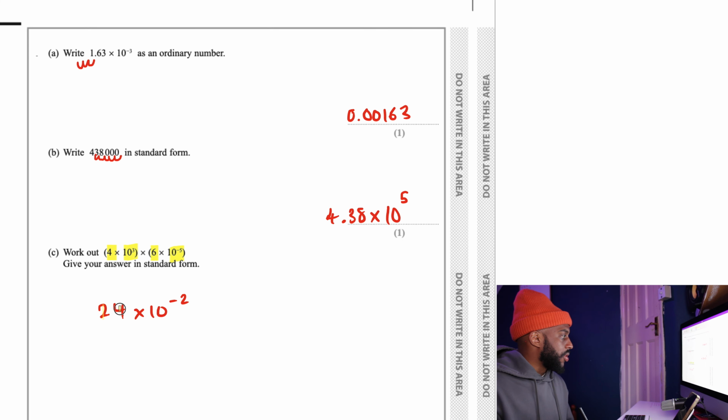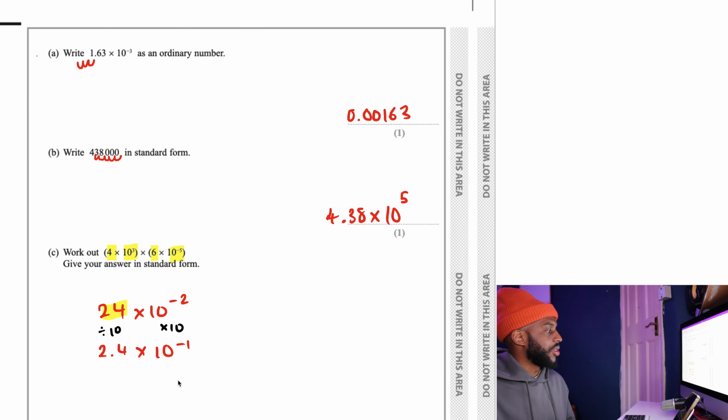If you look here, we've got a 24. So that means it's not quite in standard form. As I said at the beginning, it needs to be in between 1 and 10. So we make that 2.4, and we do that by dividing this side by 10, which means we need to times this side by 10 to keep the number the same. So we end up adding an indice to this one, making it 10 to the minus 1. And that's our final answer.